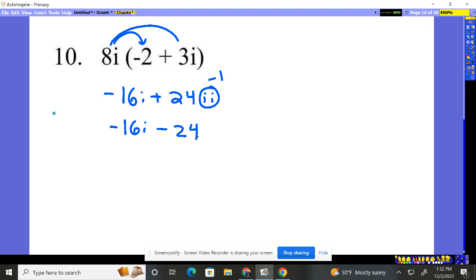Now, we don't like you to write it this way. We want the real number part first, which is negative 24, and then the imaginary part, minus 16i. So there we have number 10.